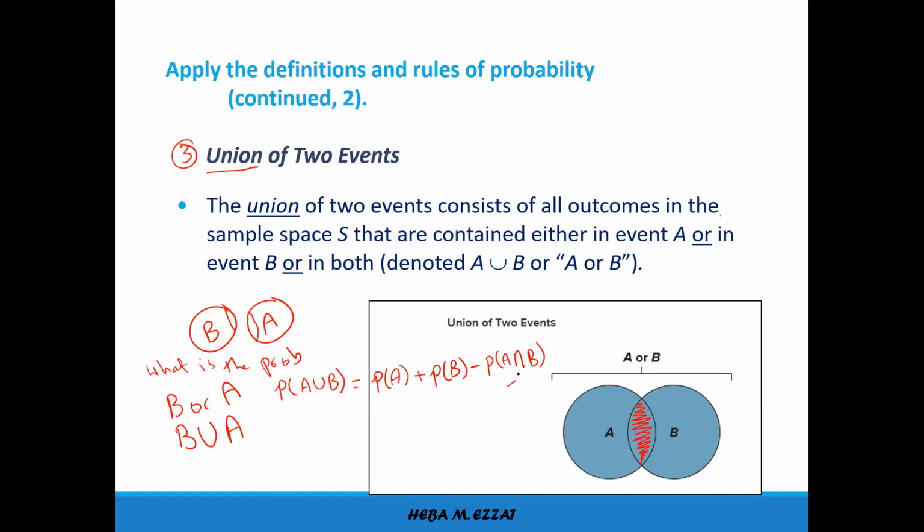Here, this sign is called intersection, okay? And this sign is called union, okay?